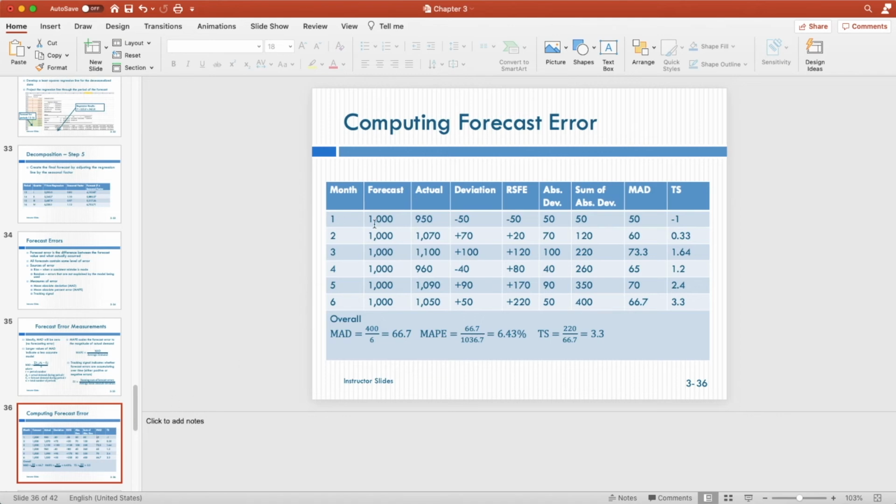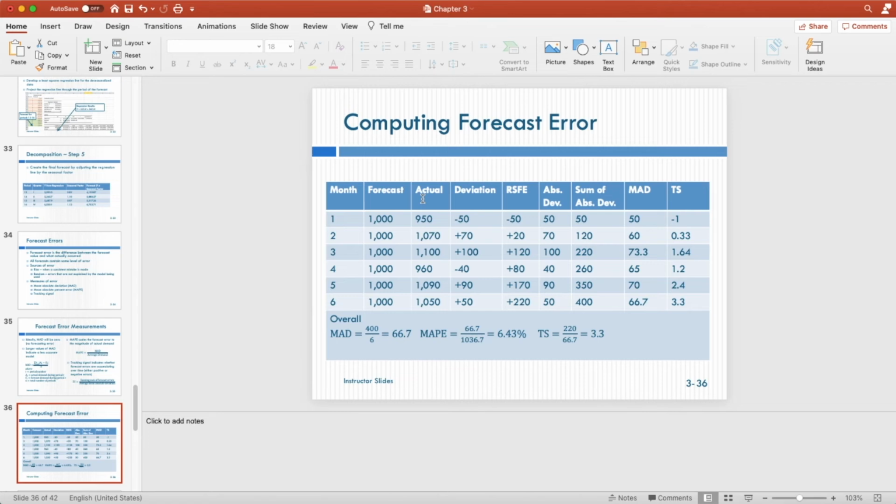Now let me use this quick example to illustrate the forecast error. First of all, let's suppose the first three columns, month, forecast, and actual, are given: the forecast market demand and the actual market demand in different months. Let's say in the question, I give you these three columns, and I want you to calculate the mean absolute deviation, the mean absolute percentage error, and also the tracking signal. How to calculate it? Very simple.